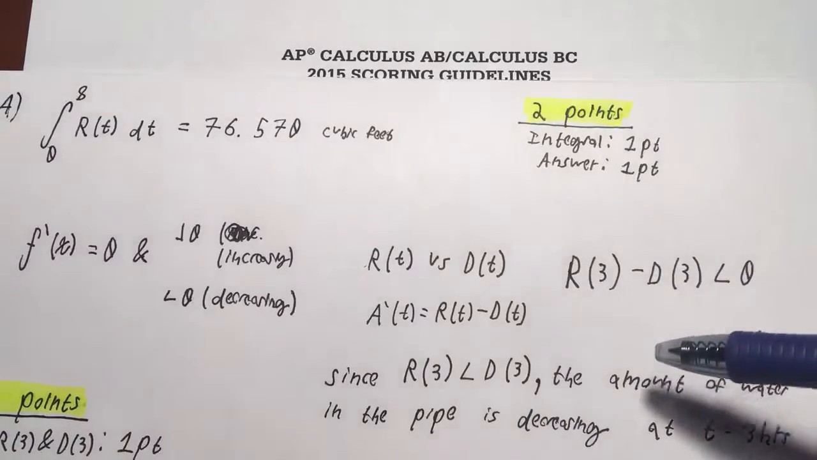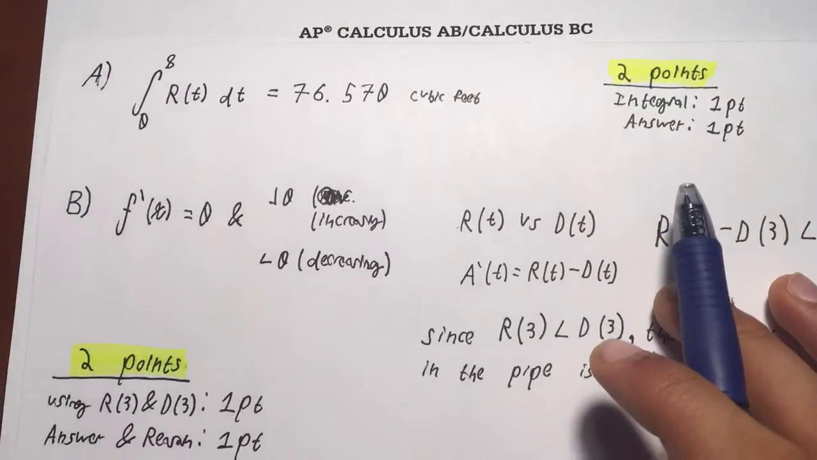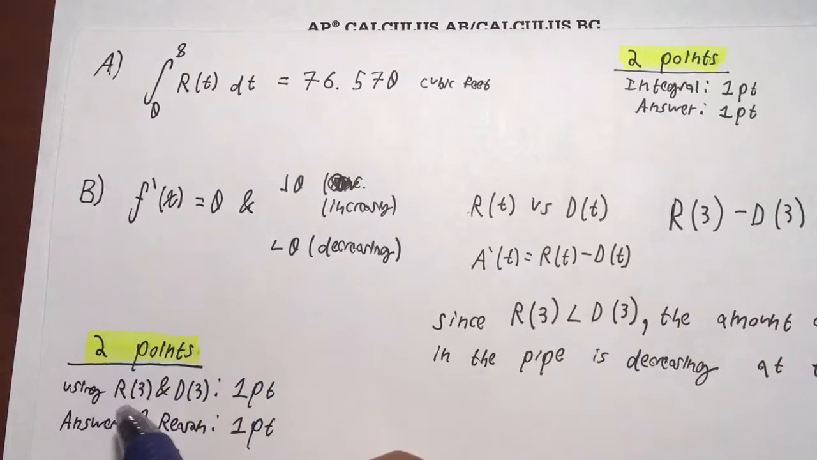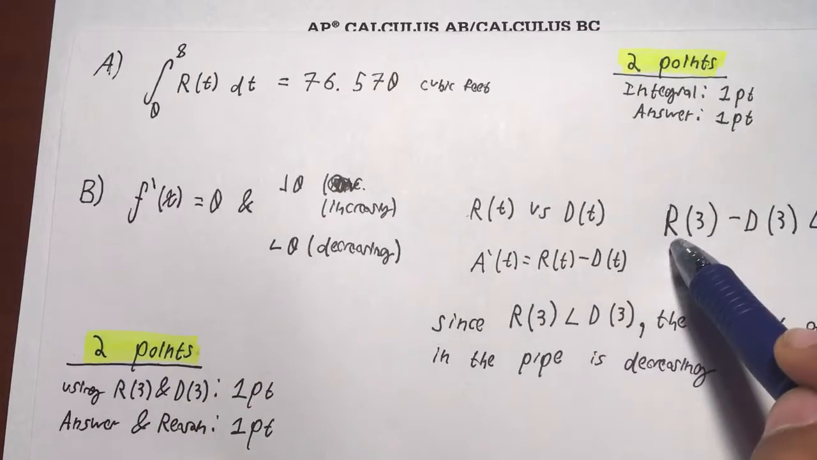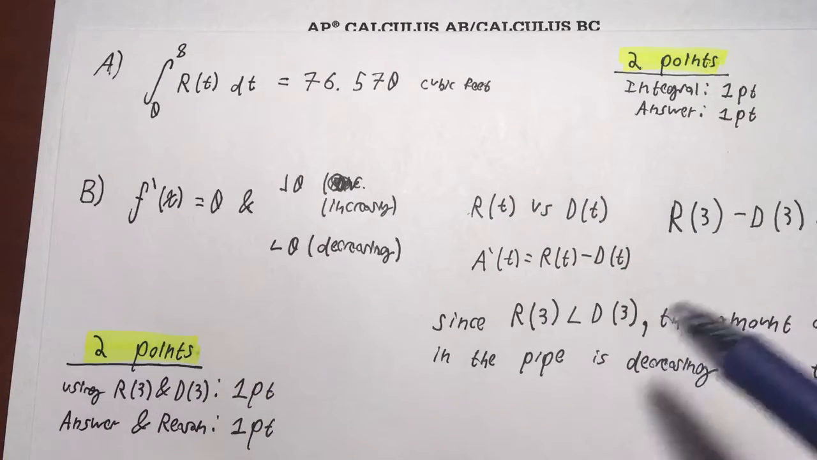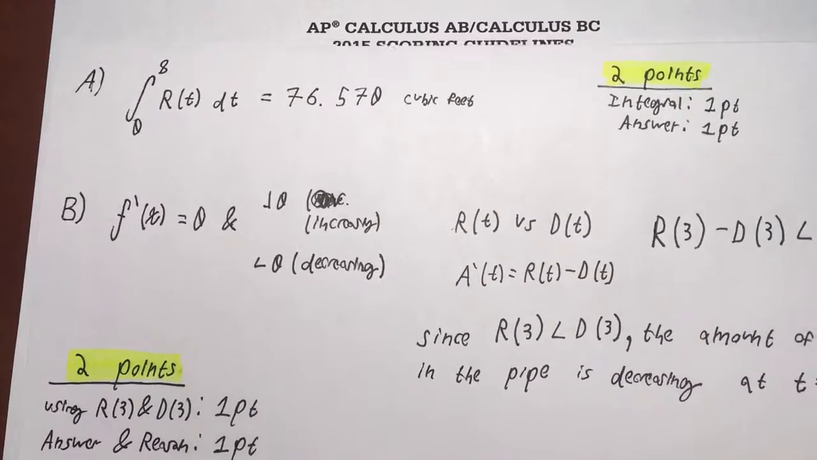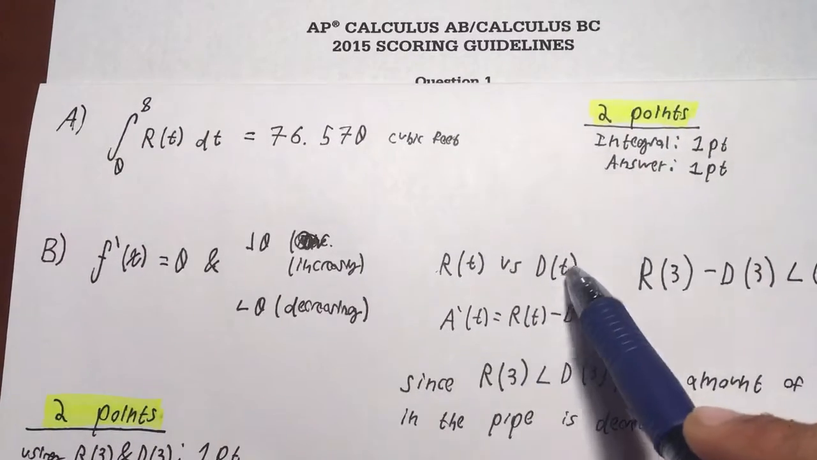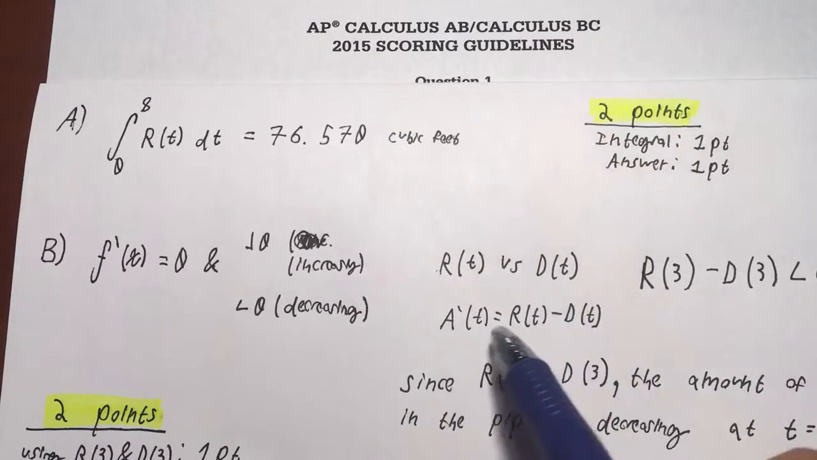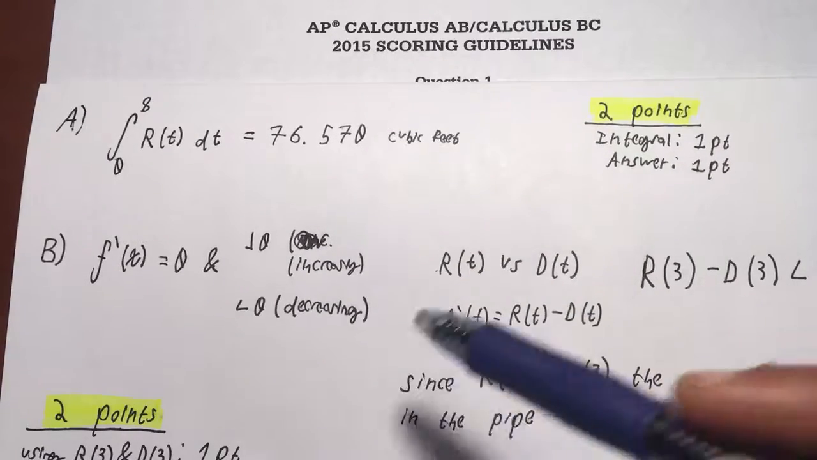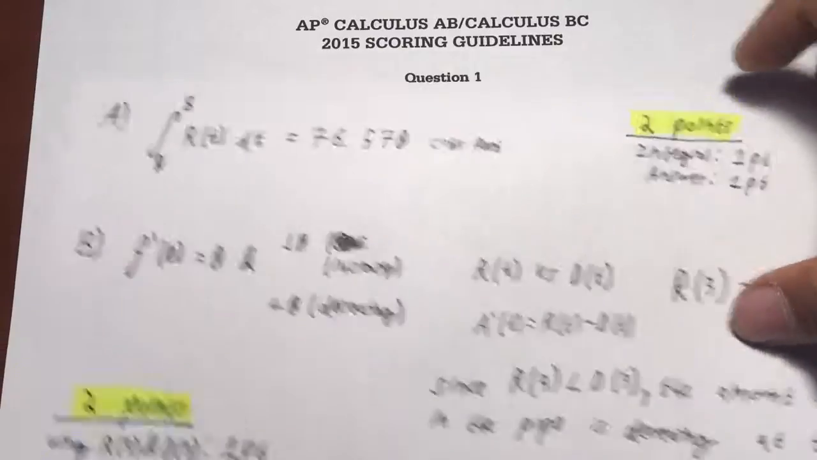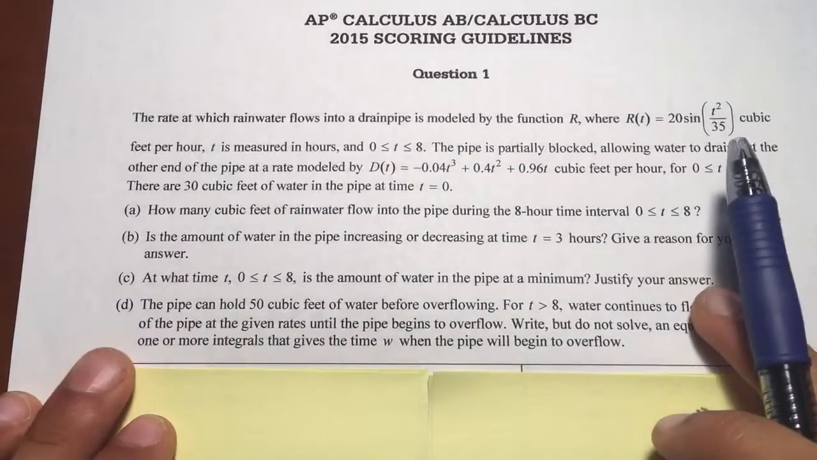Now, of course, this question is worth 2 points. You get the point for considering R of 3 and D of 3, and of course the other point from your answer and the reason behind it. But you have to understand, again, these are rates, so when I subtract these two, I'm going to get an overall whether it's increasing or decreasing. Next question, C.